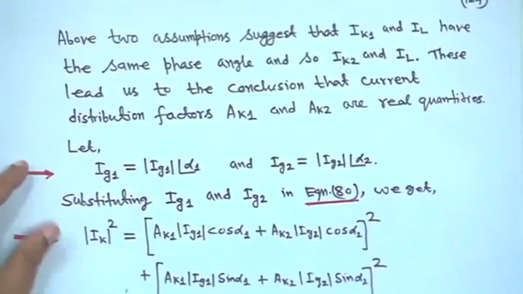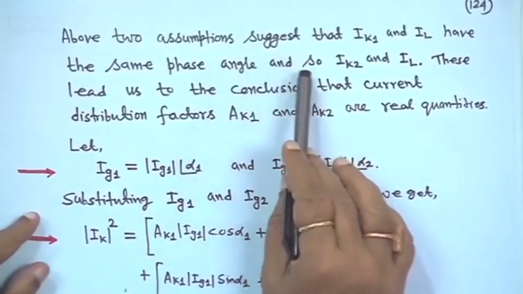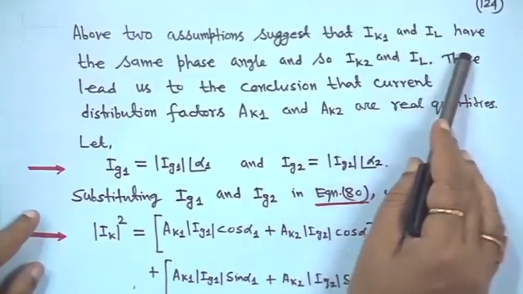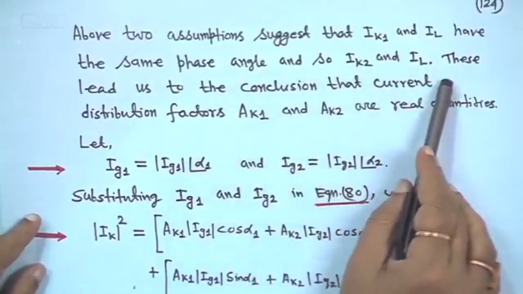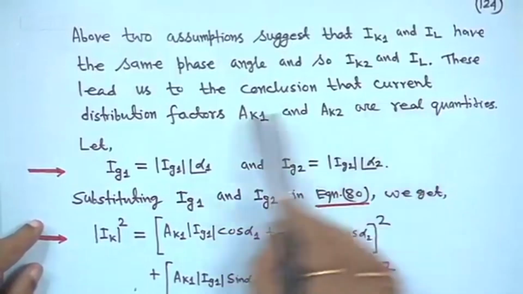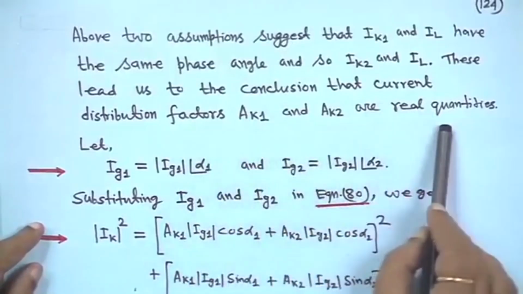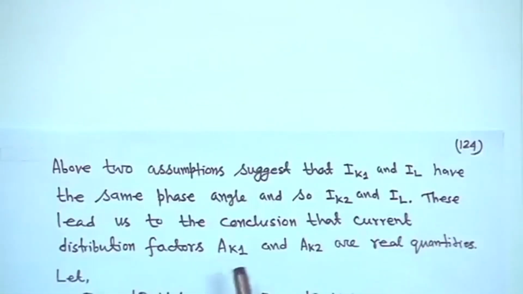That is why I have written here that the above two assumptions suggest that I_K1 and I_L have the same phase angle, and so do I_K2 and I_L. This leads us to the conclusion that the current distribution factors A_k1 and A_k2 are real quantities. Thank you, again we will come back.